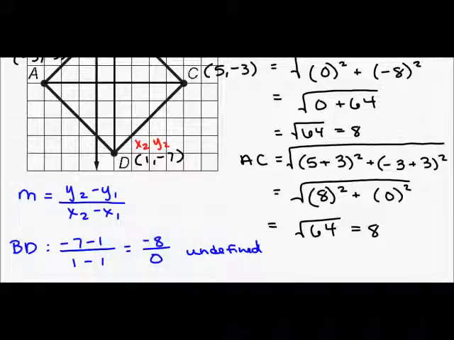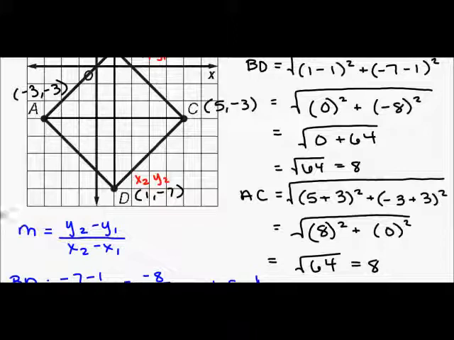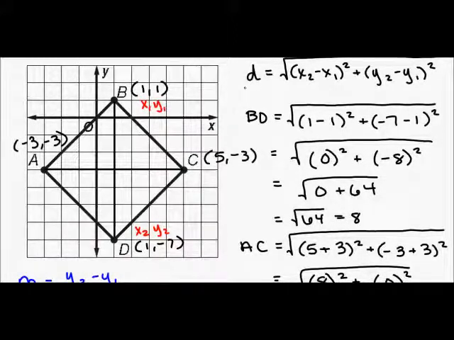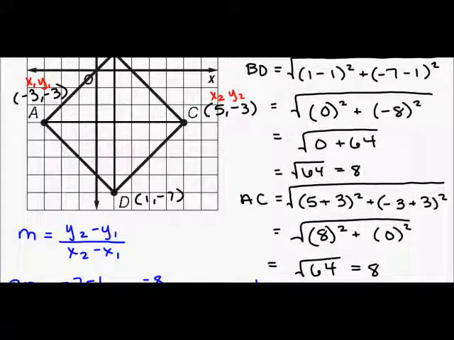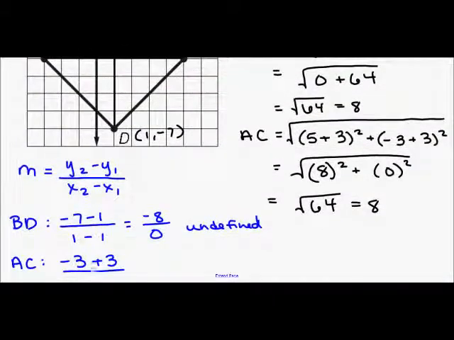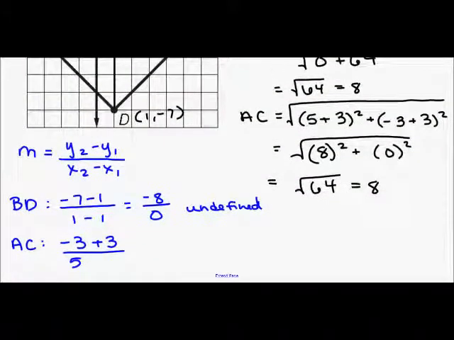But let's see what the slope of AC is. So we're going to have y2 minus y1, so -3 minus -3, and minus negative is a plus positive, over 5 minus -3. And minus negative is a positive, so it's plus 3. So we get 0 over 8. Now, this is 0 slope.